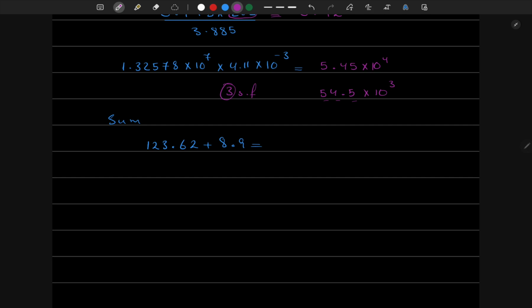now here what I focus on is the number of decimal places. Here I have 2 decimal places, but here I have only 1 decimal place. So my answer is going to be a number that has 1 decimal place, which is 123.5. So 1 decimal place as well.